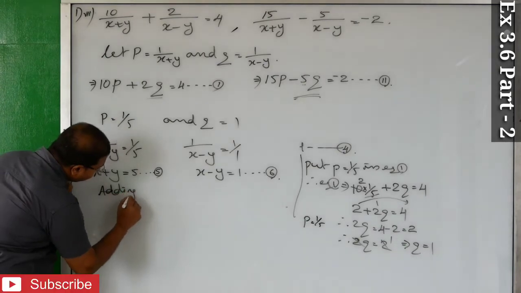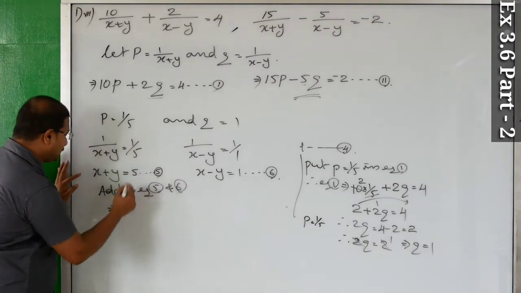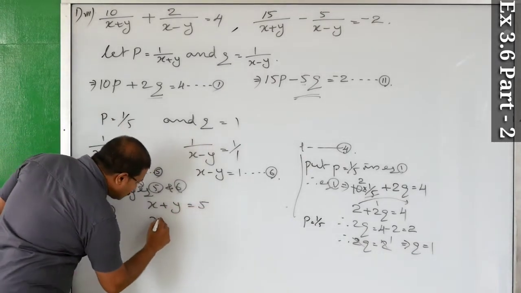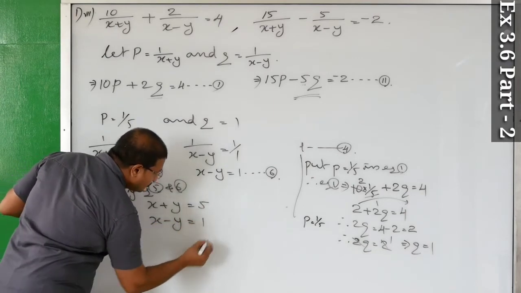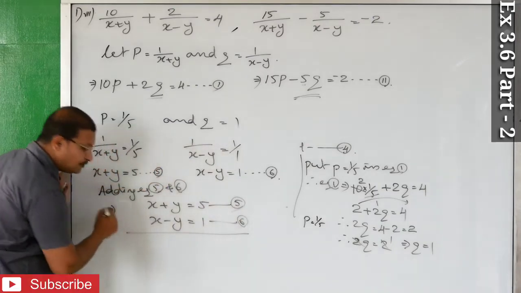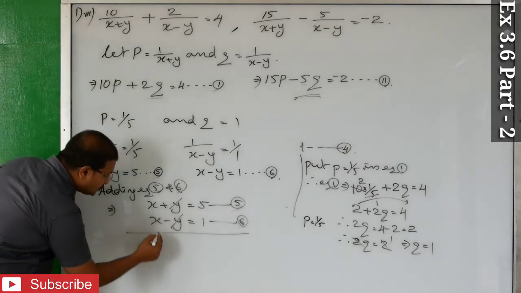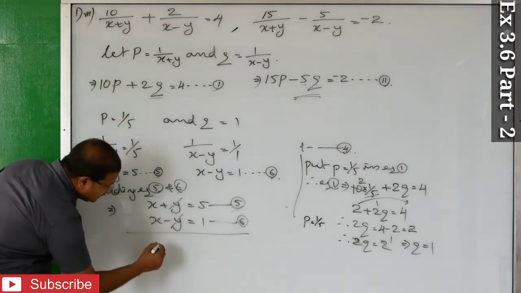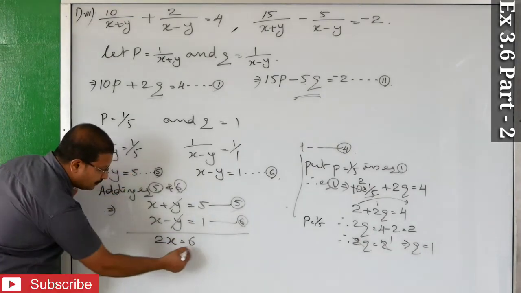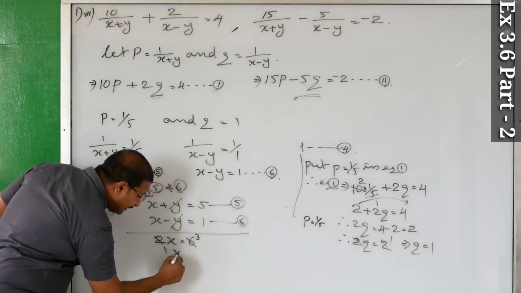Adding equations 5 and 6. This implies the fifth equation x plus y equals 5, the sixth one x minus y equals 1. Ready? This is 5, this is 6. Now we are adding. When you add, what will happen? Plus y minus y will cancel. We'll get x plus x, 2x, equals 5 plus 1, that's 6. Now both sides will cancel by 2, isn't it? 2 1s are 2, 2 3s are 6. That means we'll get x equals 3.